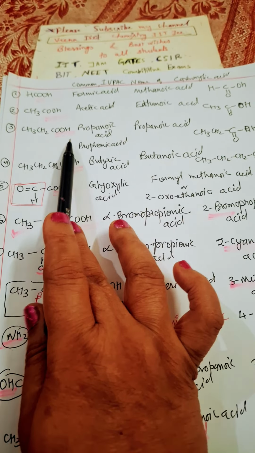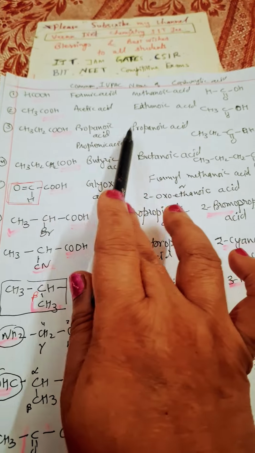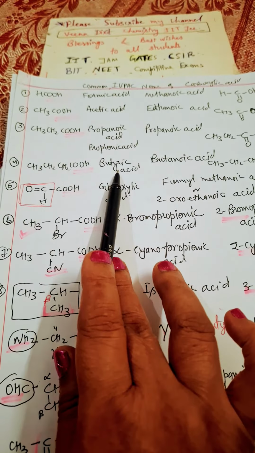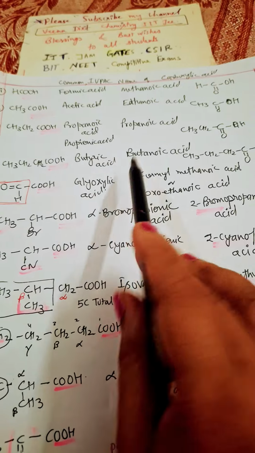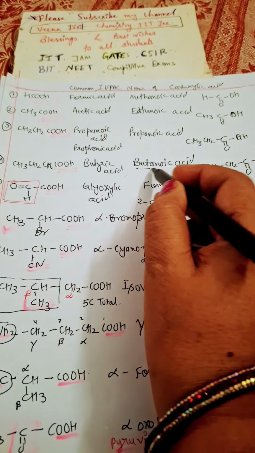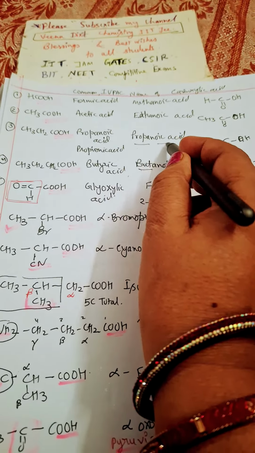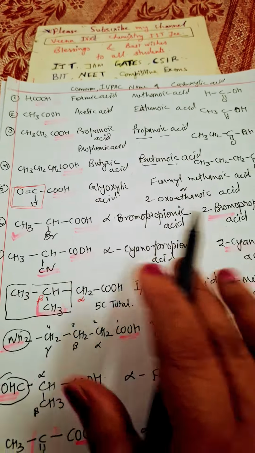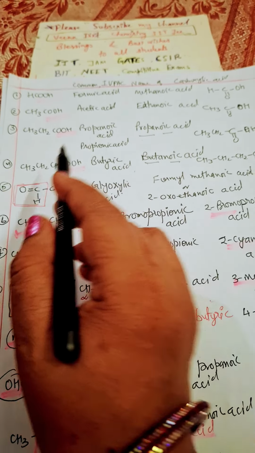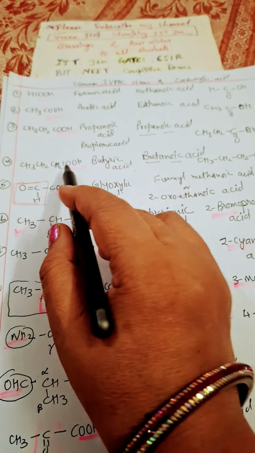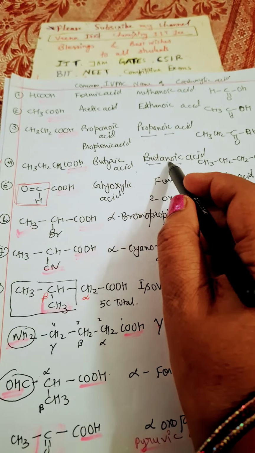CH3CH2COOH, propanoic acid. 3 carbon acid, propanoic acid. 4 carbon acid, butyric acid. Common name. IUPAC name here, 4 carbon, so butanoic acid, propanoic acid, because all are single alkyl group, backbone is having single bonds, so that is why butanoic acid. Noic means COOH group is ended with noic.